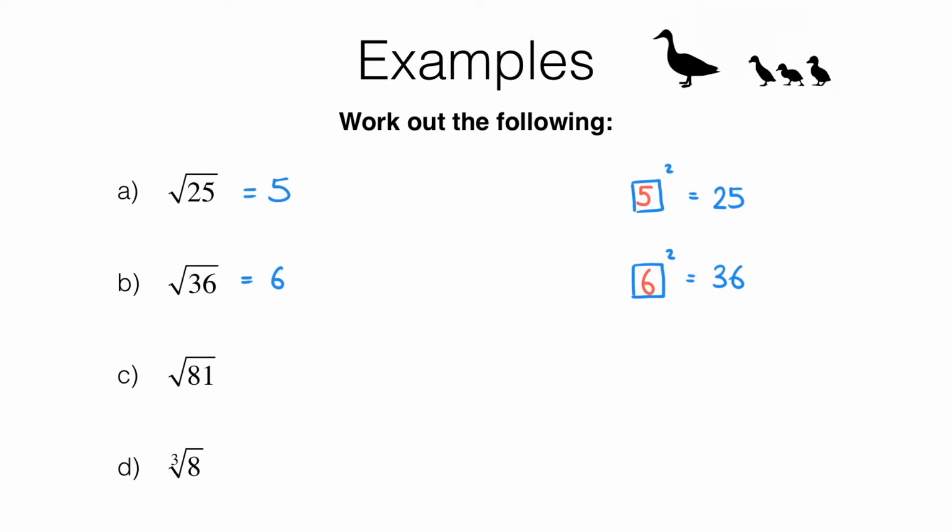In part C, we're looking for the square root of 81. That is a number that when you square it gives you 81. And if you know your square numbers, you'll know that's 9. 9 squared is 81. So the square root of 81 is 9.